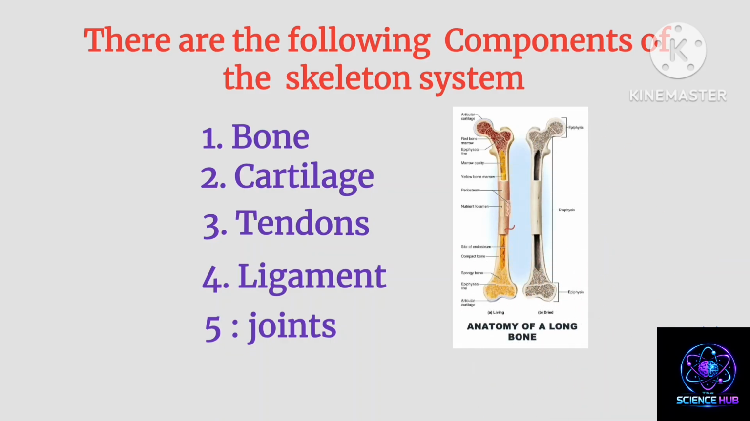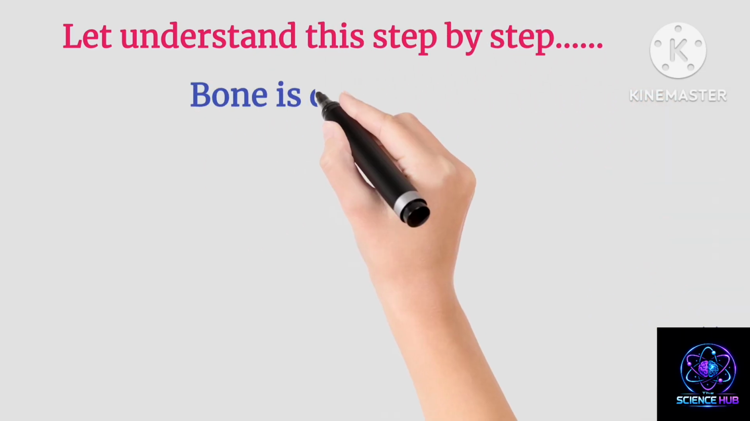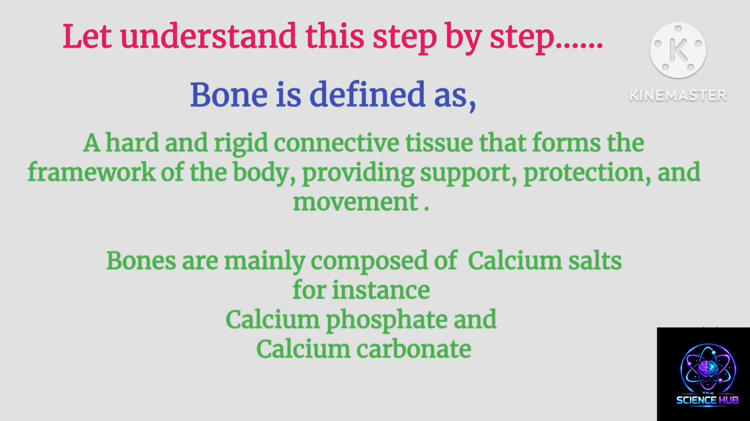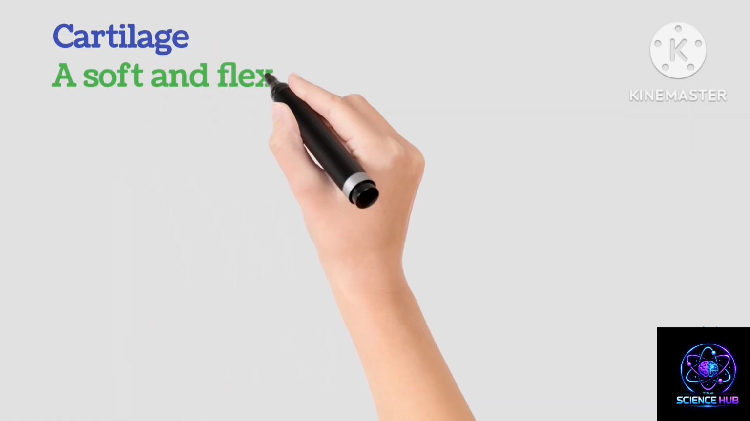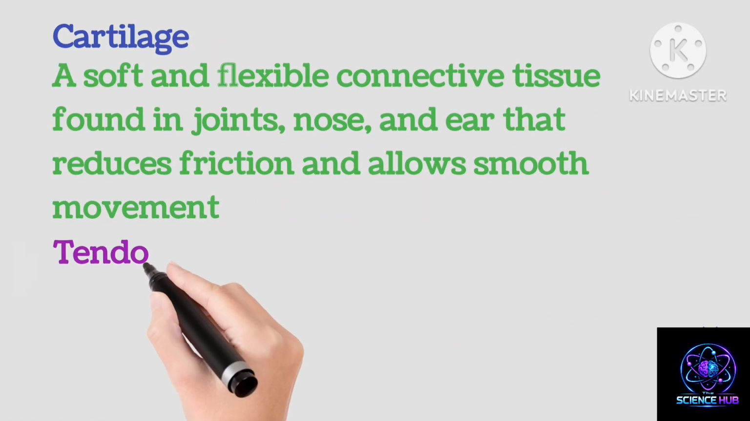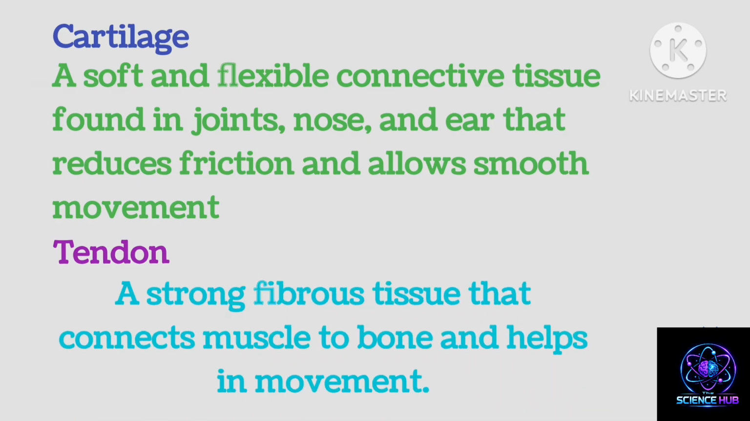Bone is defined as a hard and rigid connective tissue that forms the framework of the body, providing support, protection, and movement. Bones are mainly composed of calcium salts, for instance, calcium phosphate and calcium carbonate. Cartilage is a soft and flexible connective tissue found in joints, nose, and ear that reduces friction and allows smooth movement.